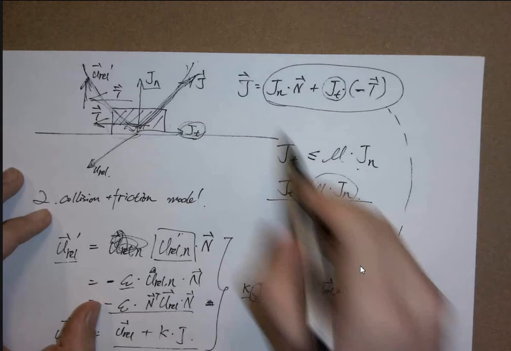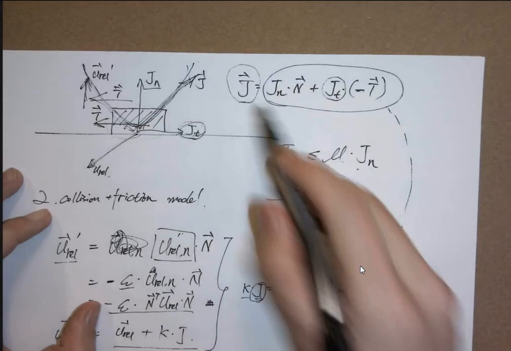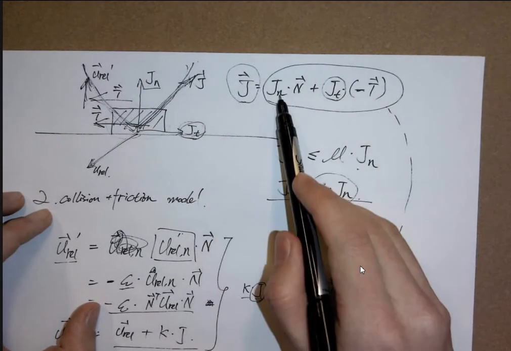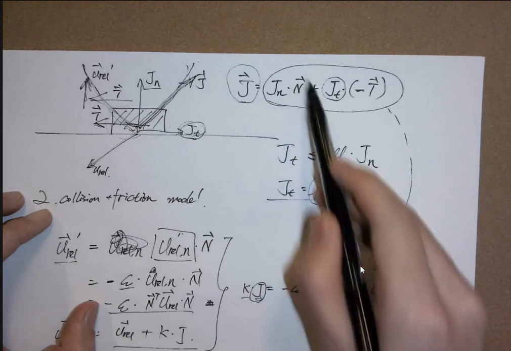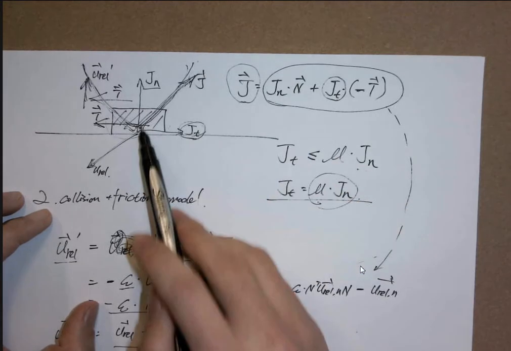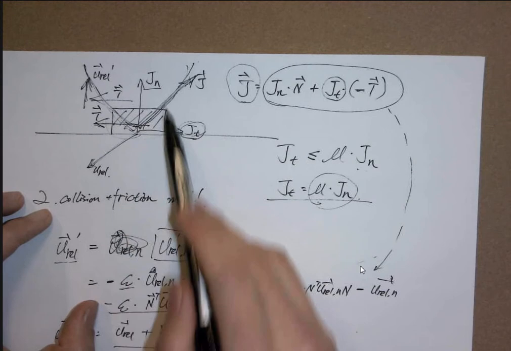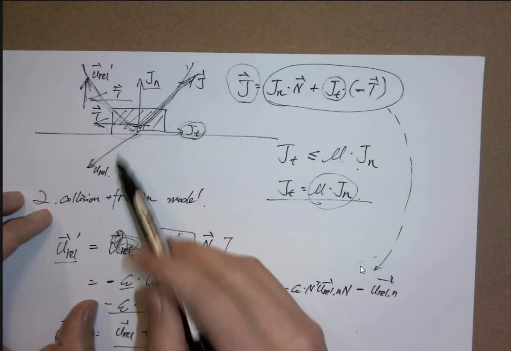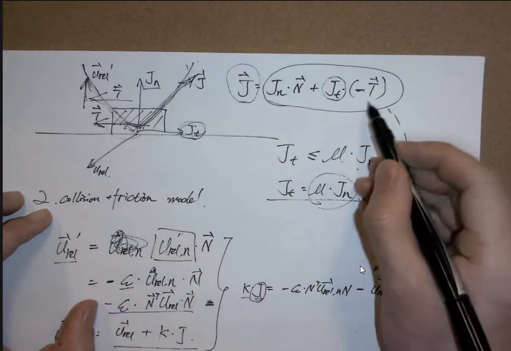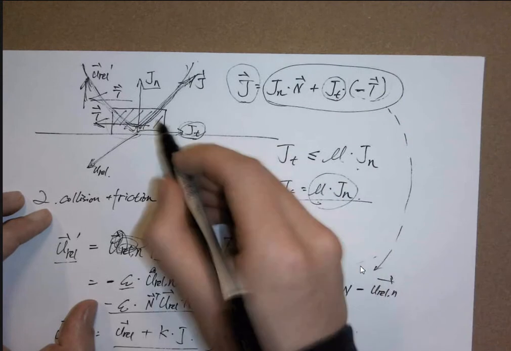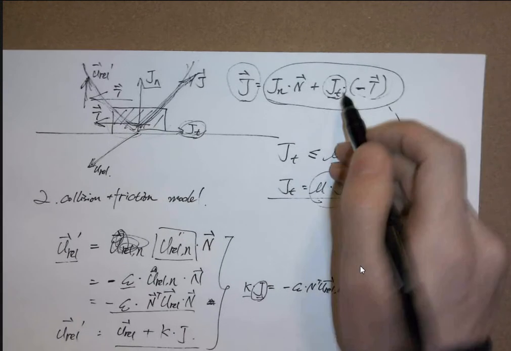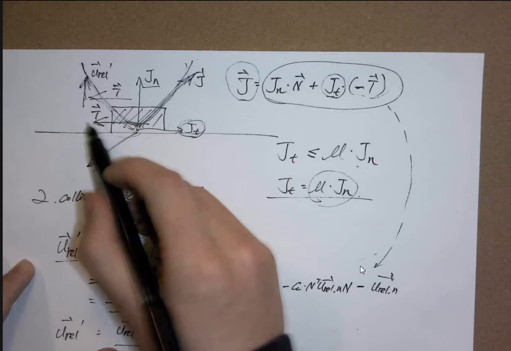So basically, I'm saying that the impulse has two components. One is in the normal direction, which cancels the velocity of the object once it goes into the ground, and the other is in the negative t direction, with a magnitude jt, which wants to slow down the motion in the tangential direction.